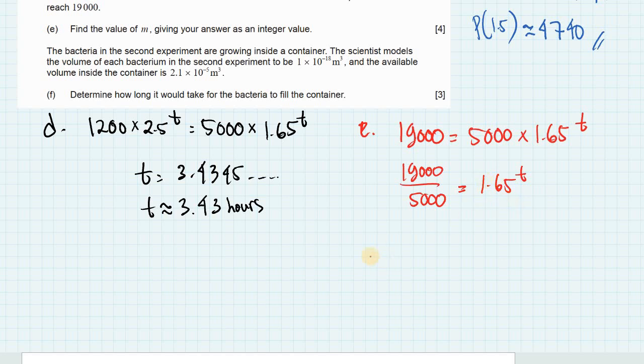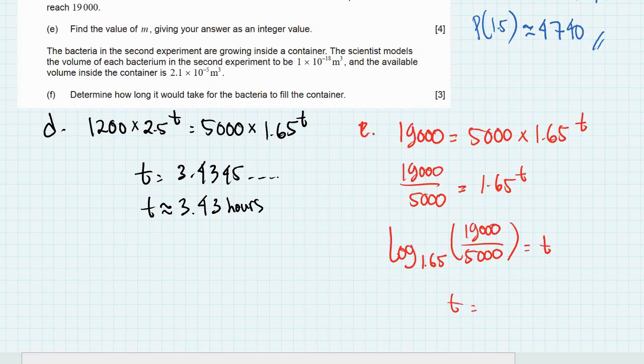The base is 1.65, so we have log base 1.65 of 19,000 divided by 5,000 equals t. So t is equal to, let's input it to our calculator.